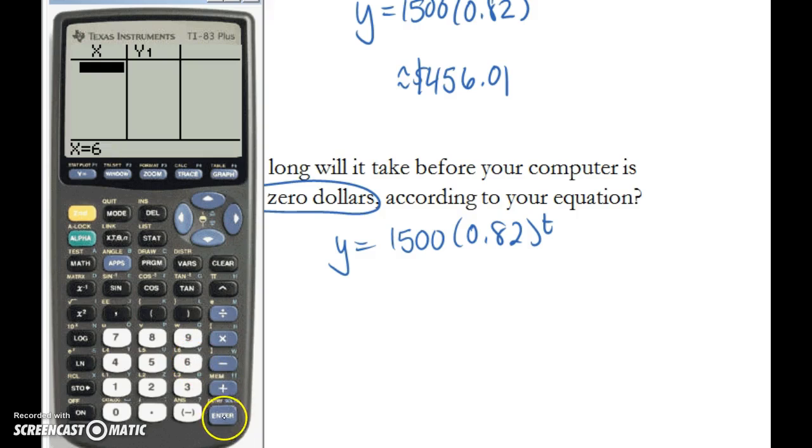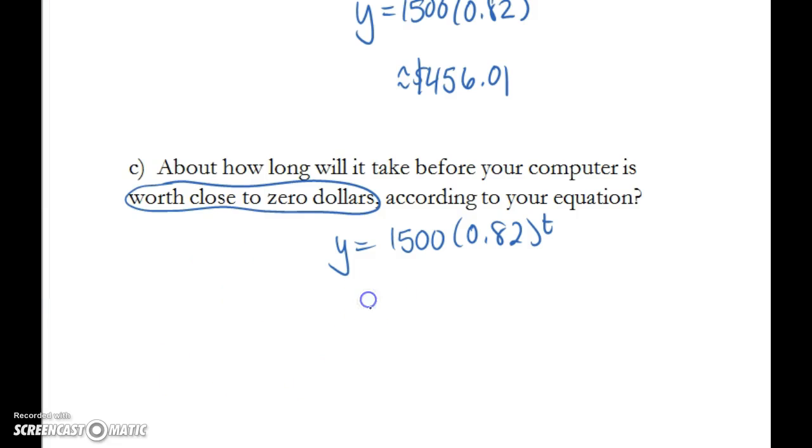And let's try values of t. So if we put in 6, we see that we have $456.01 as we calculated in the previous problem. If we put in 10, oh, it has gotten to be less. If we put in 15, 76, let's put in 20, 28, maybe 30. Okay, now it's worth only $3. And 40, it's worth 50 cents. And 50, it's worth 7 cents. And 60 years, it's worth 1 cent. In 65 years, it's worth, looks like 0 cents. So somewhere between 60 and 65 years.